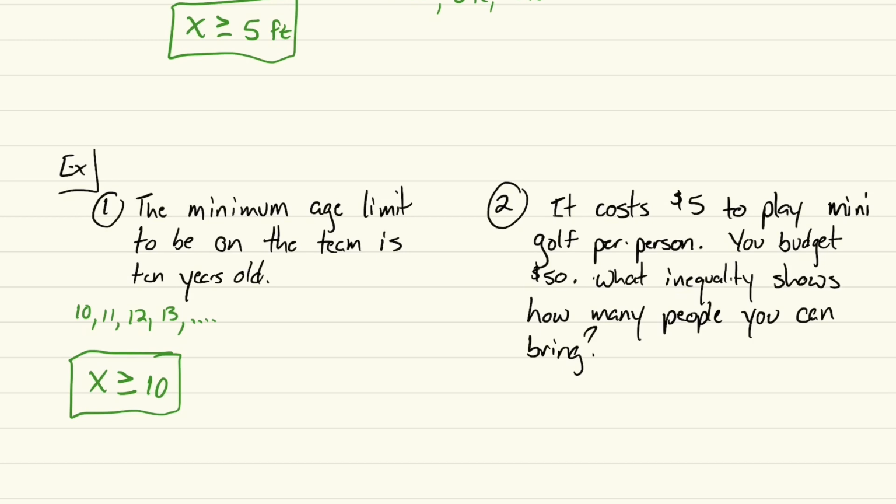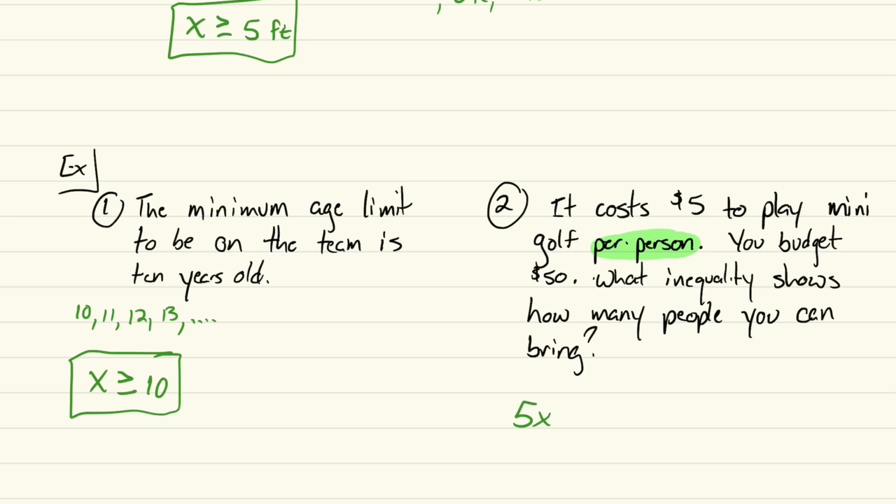It says it costs $5 to play mini golf per person. You budget $50. What inequality shows how many people you can bring? All right, so if it costs $5 to play mini golf per person. Now, we've covered this in previous sections before, but that term per person is going to mean multiplication for us, right? Because $5 per person means 5 for everybody that's there. So we know that we are going to have 5x, right? And it says I budget $50.